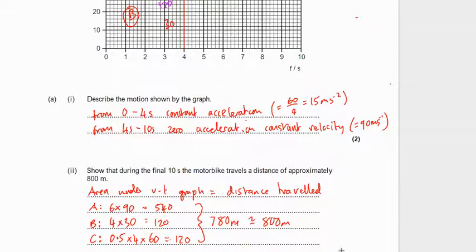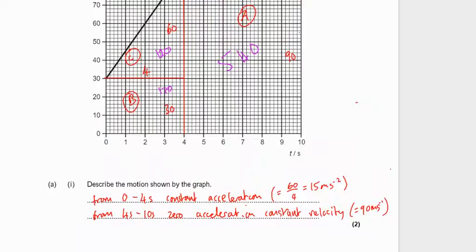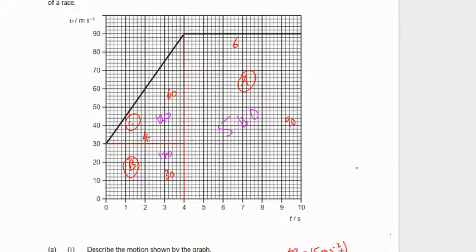Now, show that during the final 10 seconds, the distance traveled is approximately 800 meters. How do we get the distance? It's a velocity time graph, so the area underneath gives us the distance. I've split the area out: this section I've called A, this section B, this section C. That area there is 6 seconds times 90 meters per second. So 6 times 90 is 540 meters.